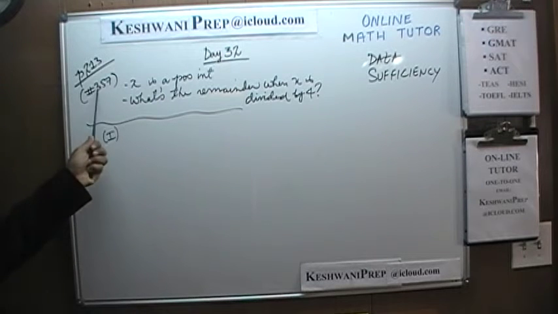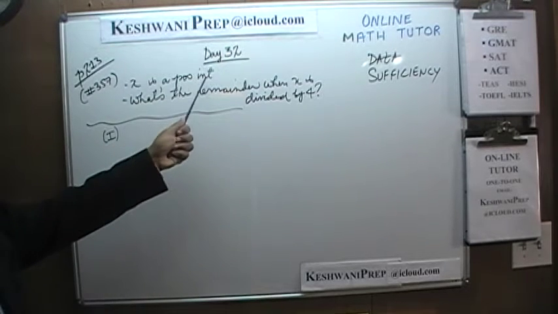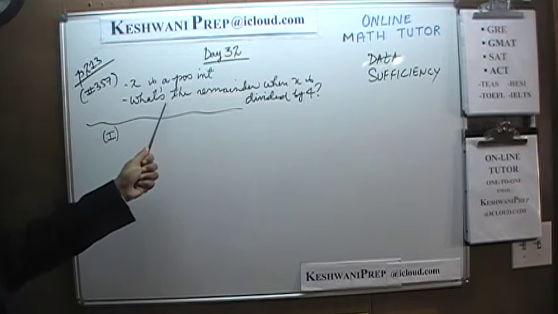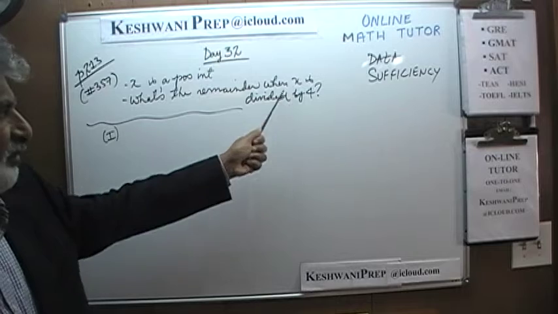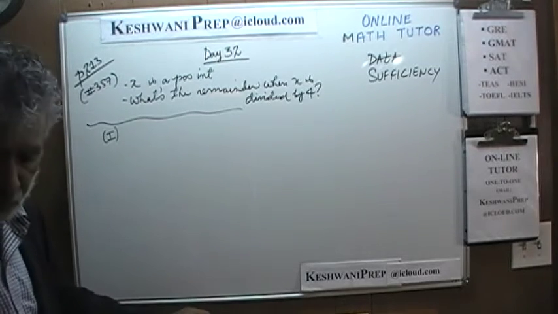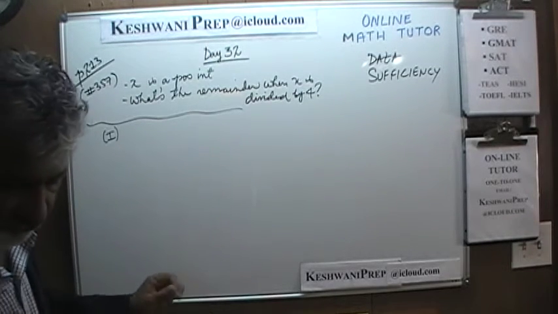Let's take a look at the first one. In the first problem, number 357, we are told that x is some positive integer. The question is very simple, very straightforward. The question simply is, what's the remainder when x is divided by 4? And of course, at this point, we know nothing about x. So let's see what the first statement tells us.